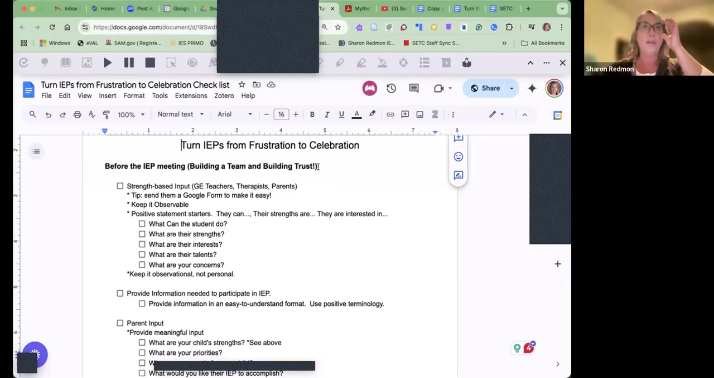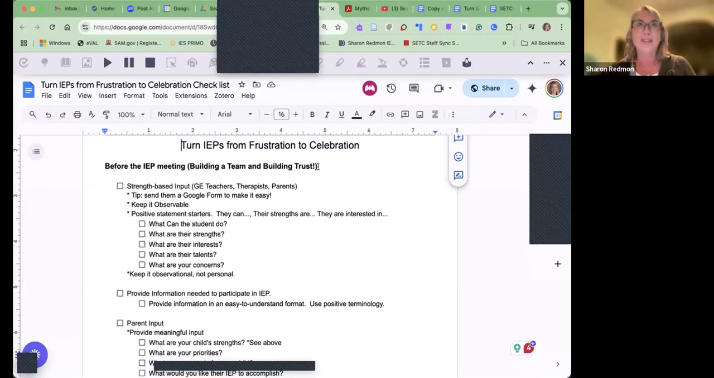Because we know IEPs can be frustrating, but they can also be a really great time for celebration, right? When we're looking at their old IEP goals, we should say, look at the gains they have made, here's their present level of performance, and here's where we want to see them go, that next step, right? The one thing we should never, ever do is have the same goal from year to year to year. This just shouldn't be.